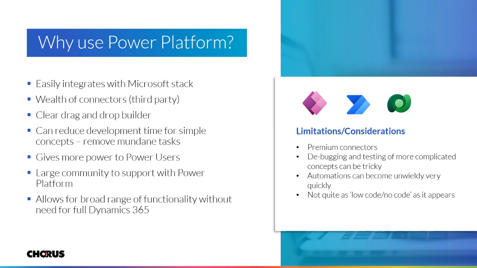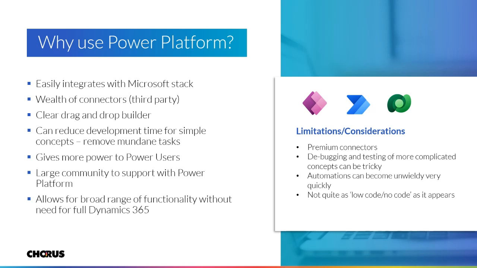Okay, so limitations, considerations. Watch out for those premium connectors. In the world, you do get what you pay for, and usually when you want to do something fancy, you'll be in the realm of premium connector. It is very clear, and you'll see it in this demo. There's a big old diamond icon that indicates that, and that just means you need to look at your licensing and contact your partner, and they can help you figure out which licensing you need to be on.